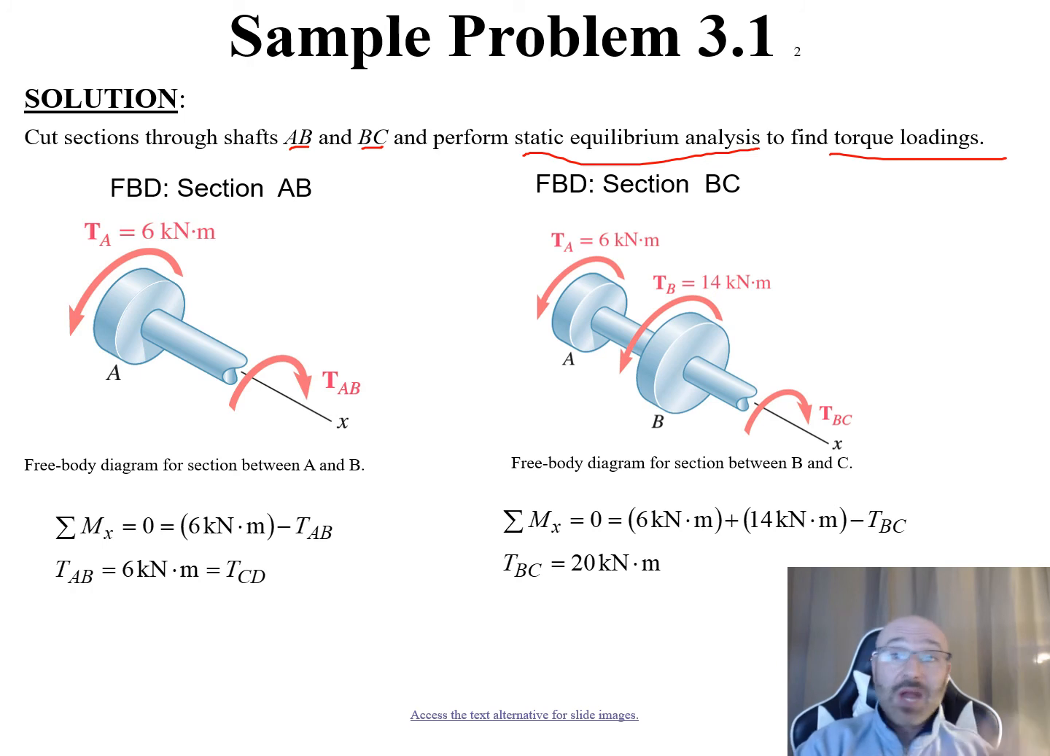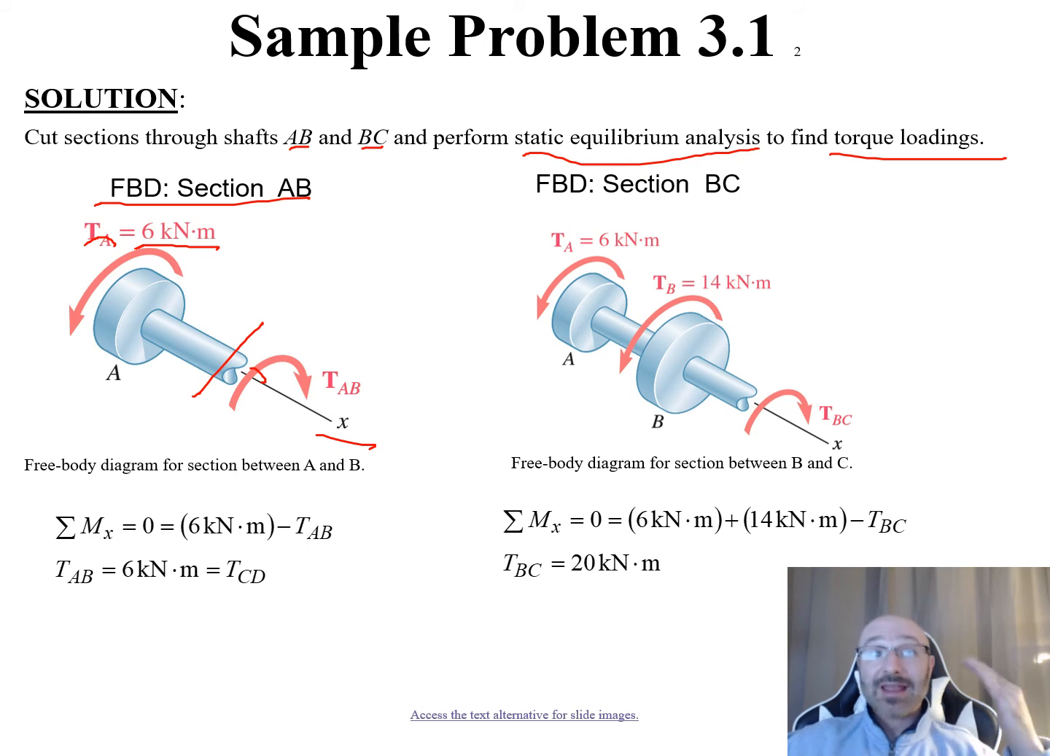So for this one, I'd probably start with AB and draw out my free body diagram for the section of AB. Again, we cut that right between A and B. We can draw out our free body diagram. Well, what's going on here? We have this torque at A, which is given to us as 6 kilonewton meters. And we can see there's our center axis of rotation, x. We're going to have this internal torque at that section, which we're going to call tau sub AB.